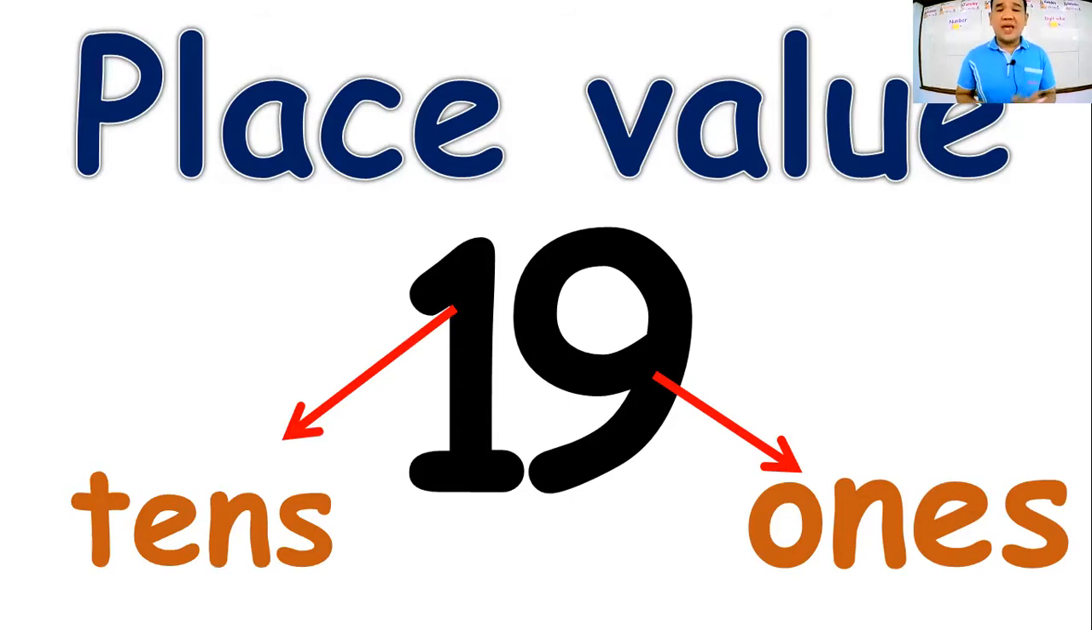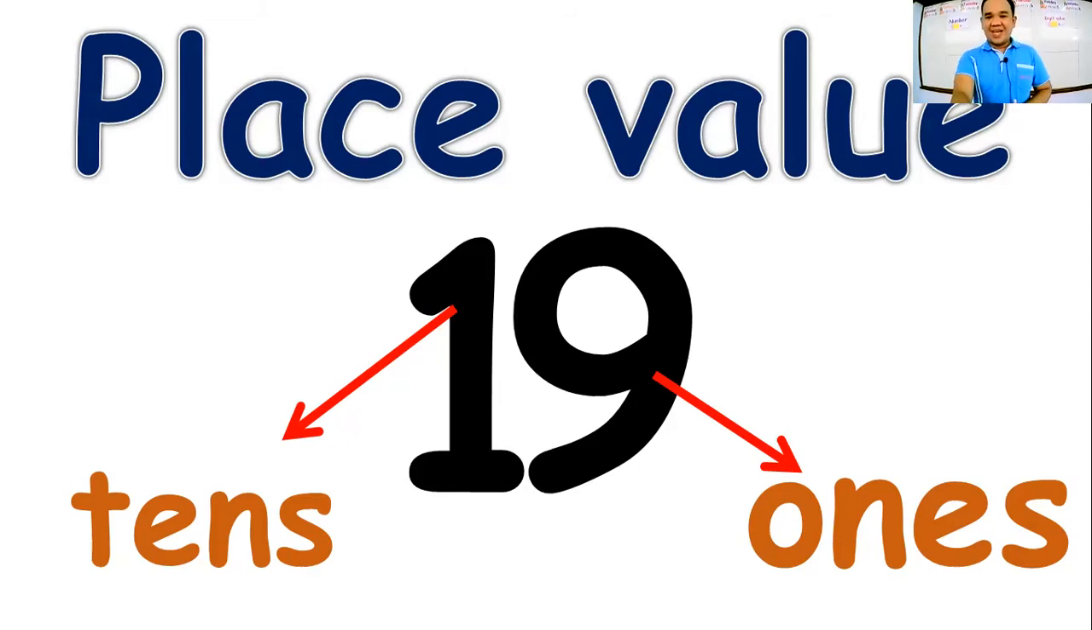Again, when we say place value, it refers to a value given to the position of a digit in a number. As I have said earlier, 9 is our ones and 1 is our tens.